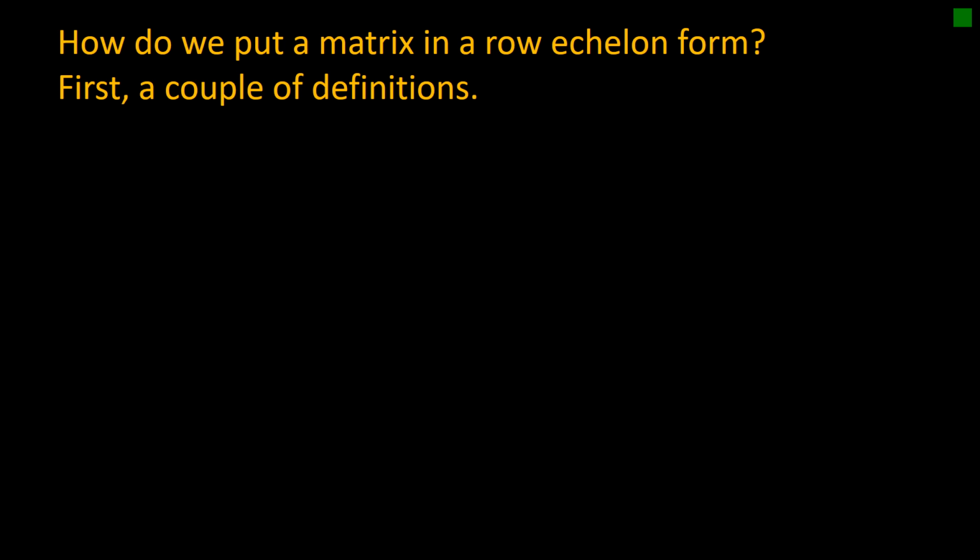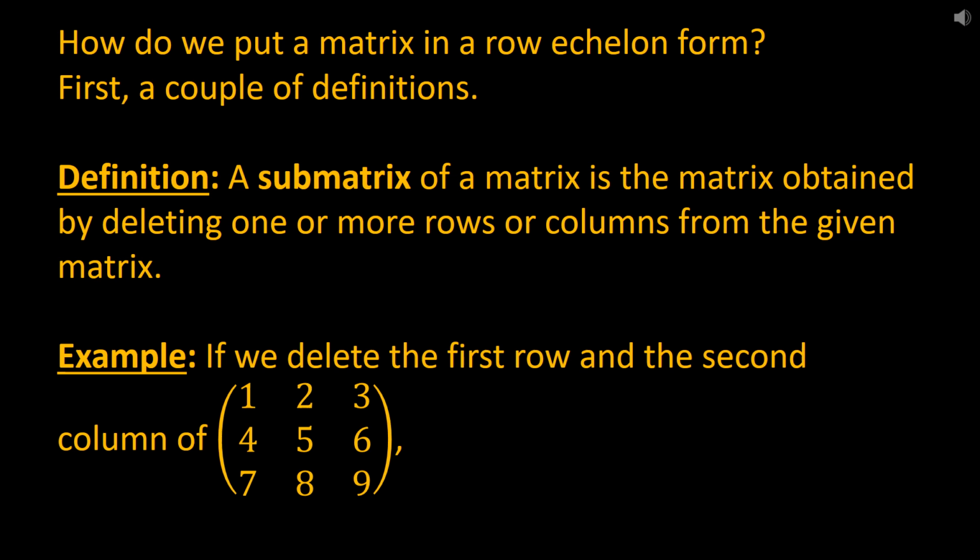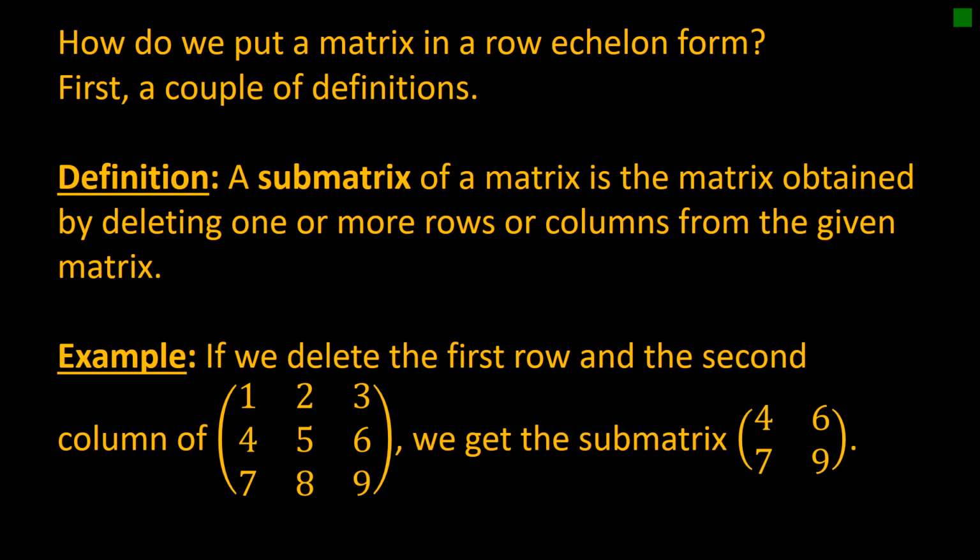So I'm going to have a couple of definitions first. A submatrix of a matrix is the matrix obtained by deleting one or more rows or columns from the given matrix. And this definition will be useful for us now and later as well. So I take a matrix and just suppose we delete the first row and the second column of this matrix. What's left is the 4, 6, 7, 9, right? So I end up with just that submatrix 4, 6, 7, 9.